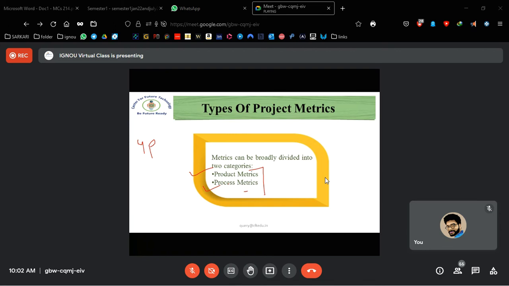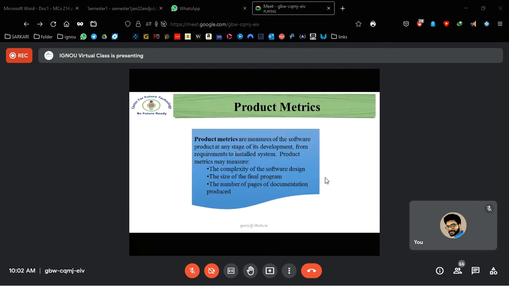Product metrics are measures of the software product at any stage of its development, from the requirements to the installed software. The moment our journey of software development starts, from that moment the product metrics are generated. Product metrics may measure the complexity of the software design, the size in terms of lines of code or function points of the final program, and the number of pages of documentation, because we really want our software to be used by team members and users at different levels.